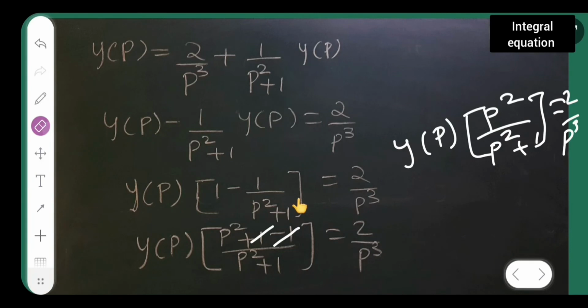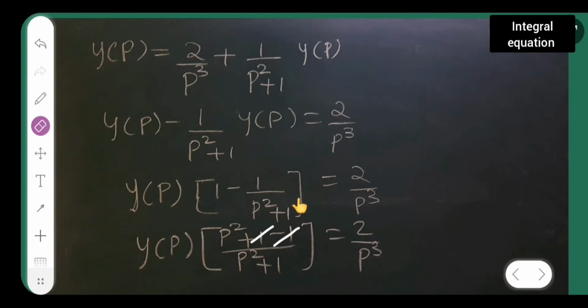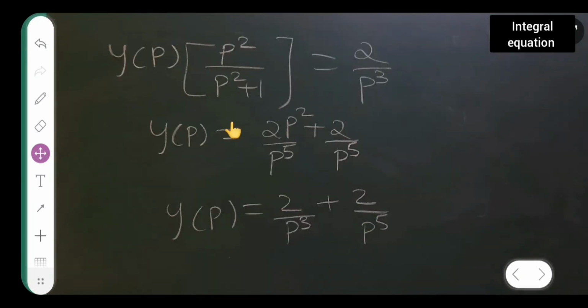Now this thing I will write on the next page. So let me write. Okay, I have written it over here. y of p into p square upon p square plus 1 is equal to 2 upon p raised to power of 3. What I have done over here, I have multiplied this with this and this with this. So it's like this basically.